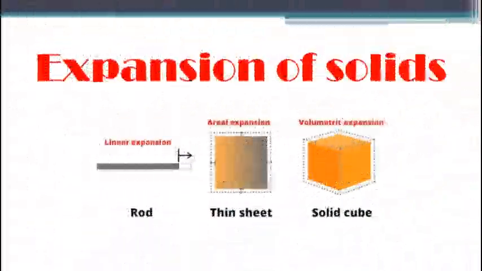So first we shall learn about the expansion of solid. In expansion of solid, we are going to learn the 3 types, that is linear expansion in a rod, areal expansion in a thin sheet, and volumetric expansion, that is in a solid cube. So let's have a look at them.